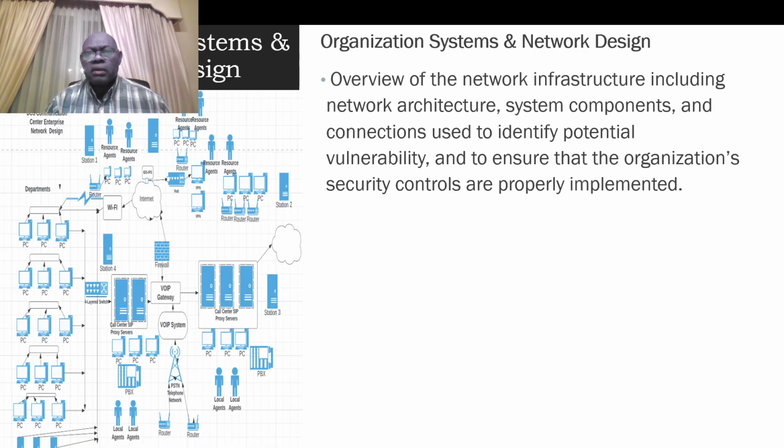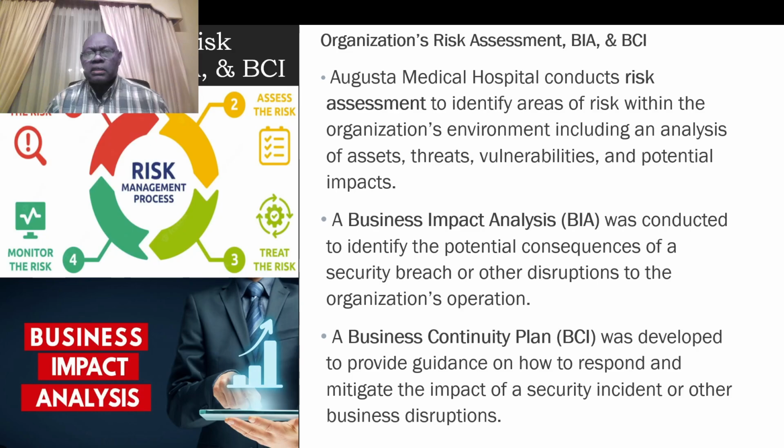The organization system and network design is really an overview of the network infrastructure, including network architecture, system components, and connections used to identify potential vulnerabilities and to ensure that the organization's security controls are properly implemented. The hospital conducts risk assessments to identify areas of risk within the organization, including analysis of asset threats, vulnerability, and potential impact.